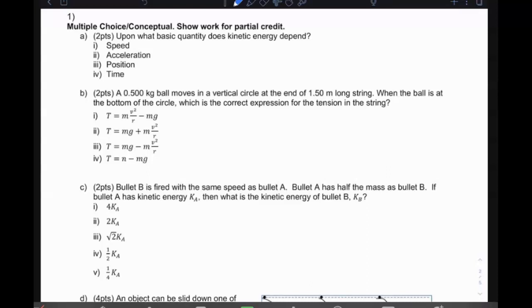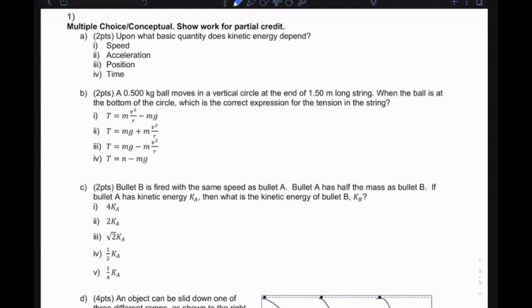This is a review of Problem 1 in Exam 3. Problem 1 has multiple choice and conceptual questions, and you show work for partial credit.